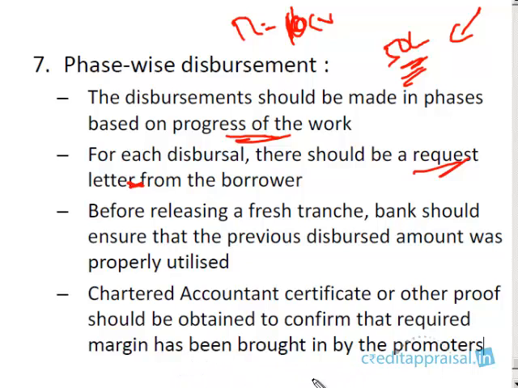So we ensure, first of all, that is the first thing you have to ensure. There's a request letter from the customer. The second point you have to ensure is that the previously disbursed amount was properly utilized.